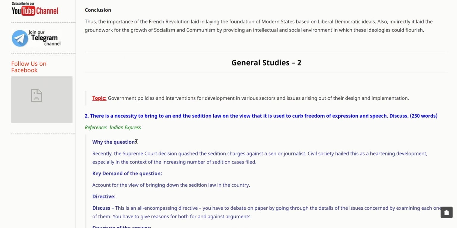Let's move on to the next topic, that is General Studies 2. Government policies and interventions for development in various sectors and issues arising out of their design and implementation. There is a necessity to bring to an end the sedition law on the view that it is used to curb freedom of expression and speech.